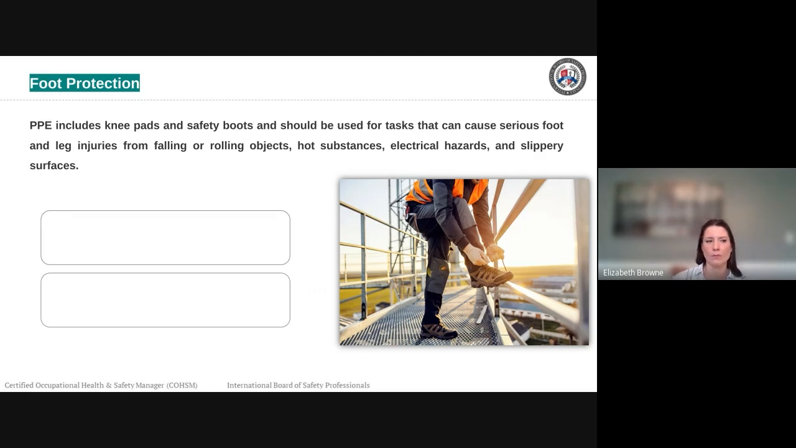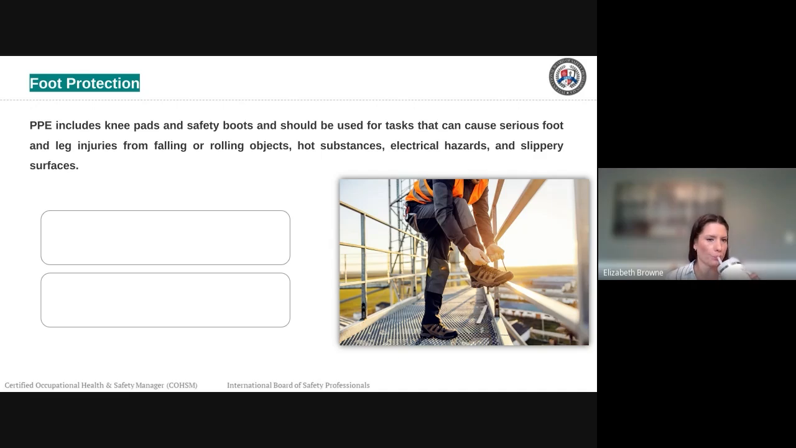Then we also have foot protection, and that can include knee pads and safety boots, and safety boots may include a safety toe or a steel toe. They also can include metatarsal foot protection that helps prevent injury to the top of the foot from falling or rolling objects. They can have soles that are rated to be used in high heat environments or in electrical environments where they're not electrically conductive. And then we also have shoes that are electrically conductive for working in explosive atmospheres where a static electricity charge would need to be dissipated.